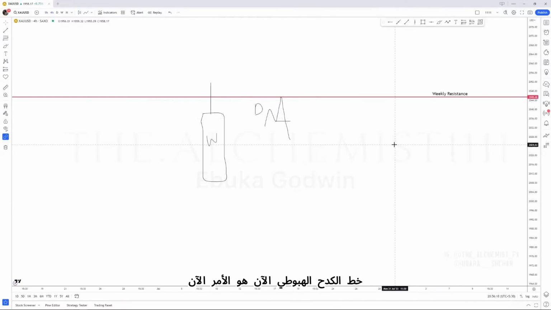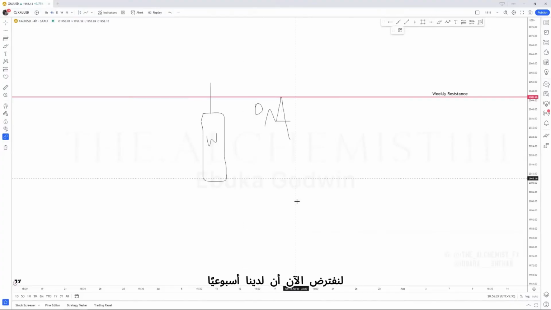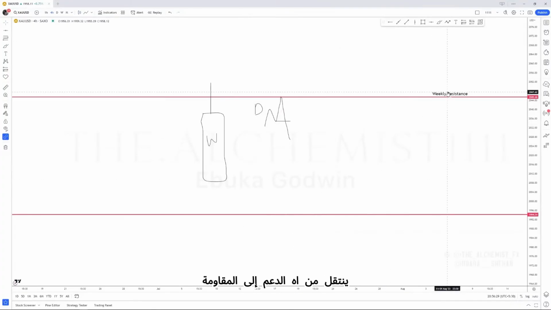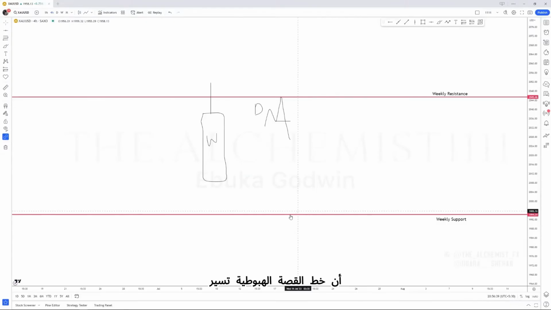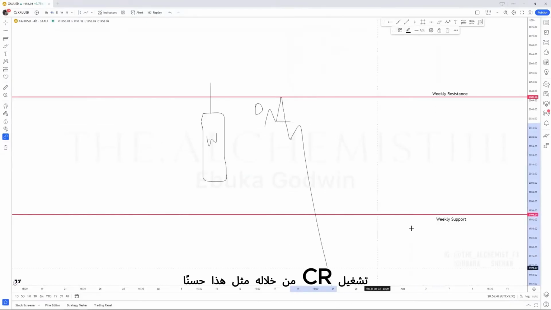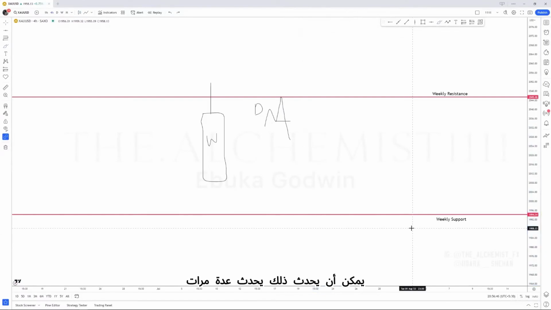Now, most people ask me, how do we know where it's going to end? This is the thing: no one can guarantee you that. Let's say we had a weekly support in here. Normally, the market moves from support to resistance. But nobody can guarantee you that the bearish storyline is going to end on this support, because it could even run through it like this. It happens many times.